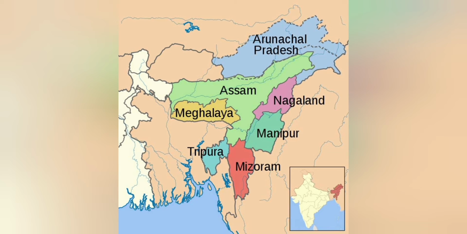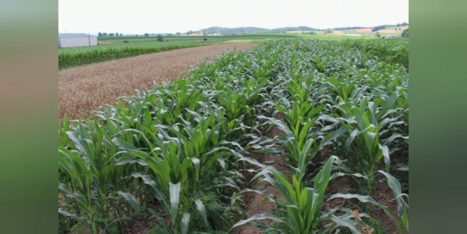Shifting cultivation is mostly practiced in the northeastern part of India, in states which include Mizoram, Manipur, Meghalaya, Arunachal Pradesh, Nagaland, etc. These states are also called the Seven Sister States. Intensive subsistence farming. This type of farming is practiced in areas where the population is high.